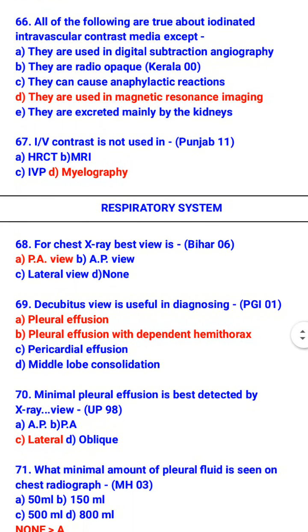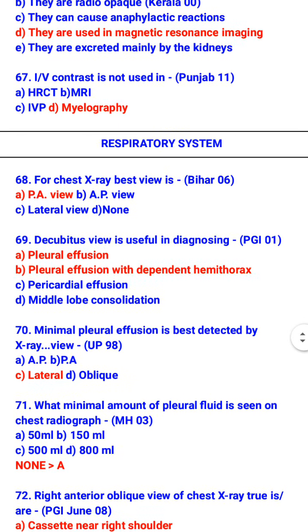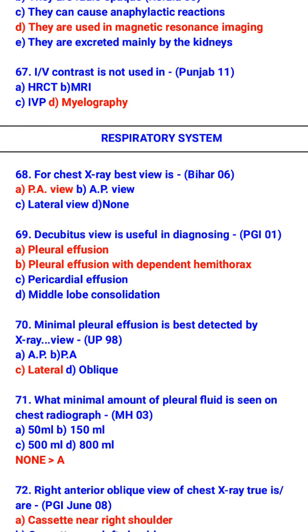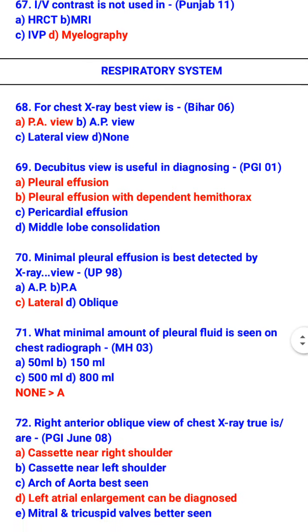Now, respiratory system. For chest X-ray, the best view is the PA view. Decubitus view is useful in the diagnosis of pleural effusion and pleural effusion with dependent hemothorax. Minimal pleural effusion is best detected by lateral X-ray view. What minimal amount of pleural fluid is seen on chest radiograph? None of these is much appropriate, but if not given, then 50 ml is appropriate.